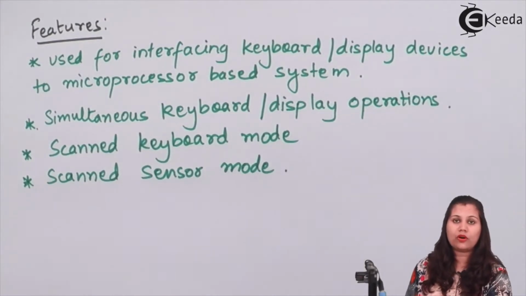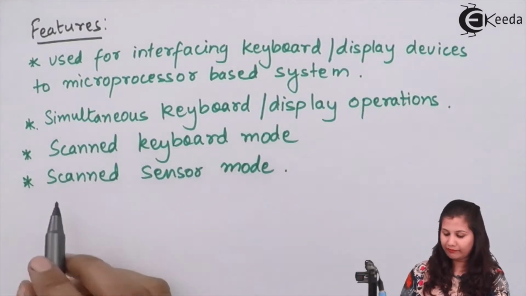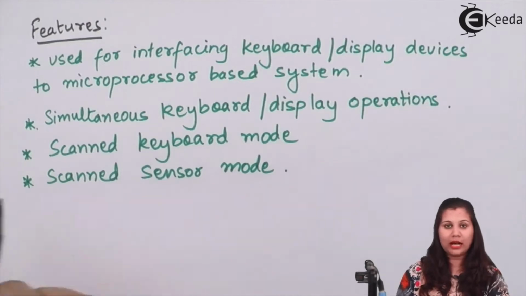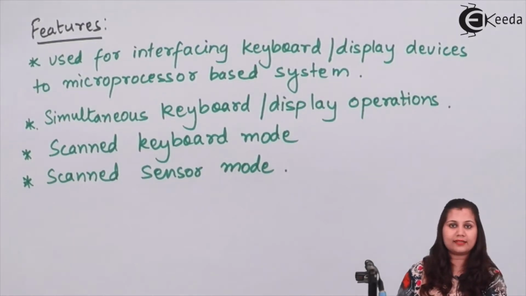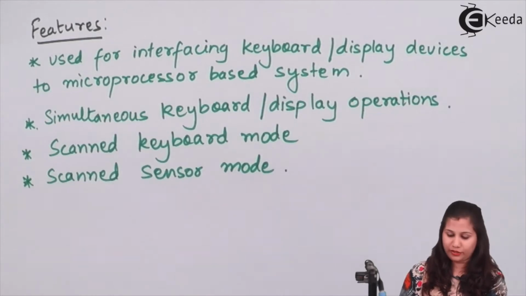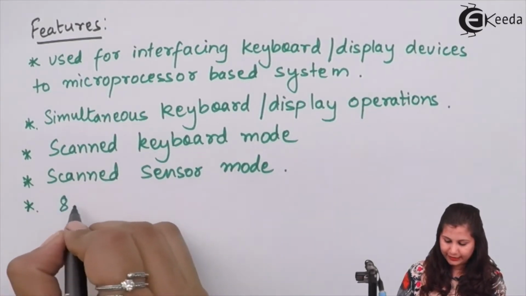One of the modes of the 8279 is the scanned keyboard mode, and another mode is the scanned sensor mode. These modes allow scanning of the keyboard, which is an input device, and the sensors or the display devices. So it is allowing both the keyboard and the display operations. Next feature is that it has an 8 character keyboard FIFO.